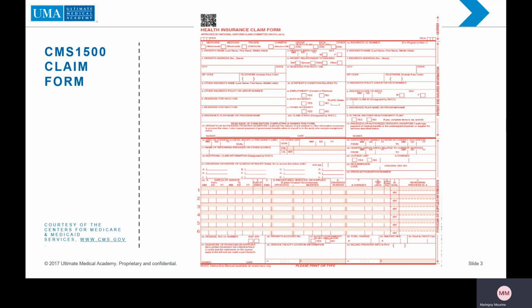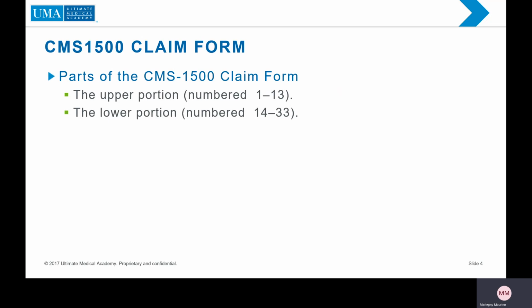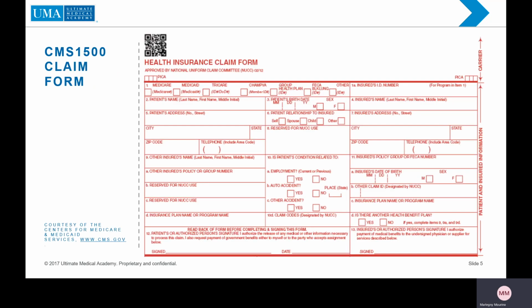The lower portion is that physician or supplier information, and this consists of 20 form locators, numbered 14 through 33, with 11 data elements and 1 signature field only. So that's what this particular slide was telling you, but I wanted you to make sure that you saw the entire form, to see that this is the top portion, this is the lower portion. So let's take a look at the top portion of our form right here.